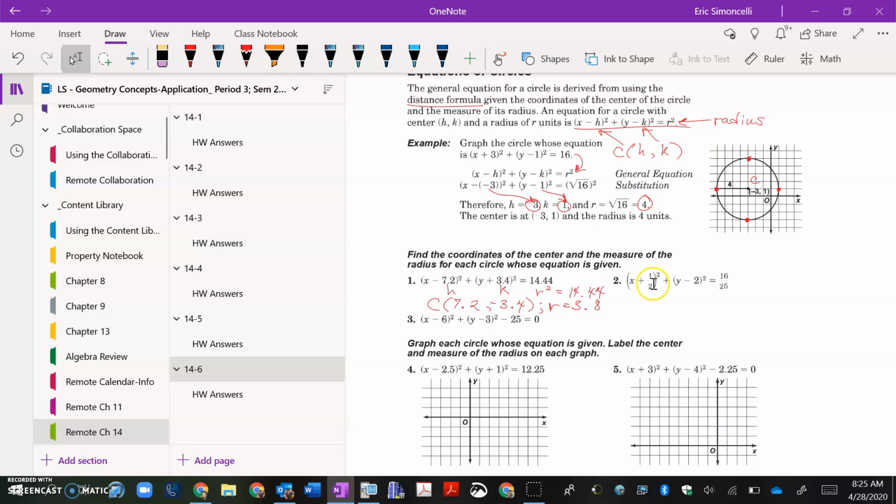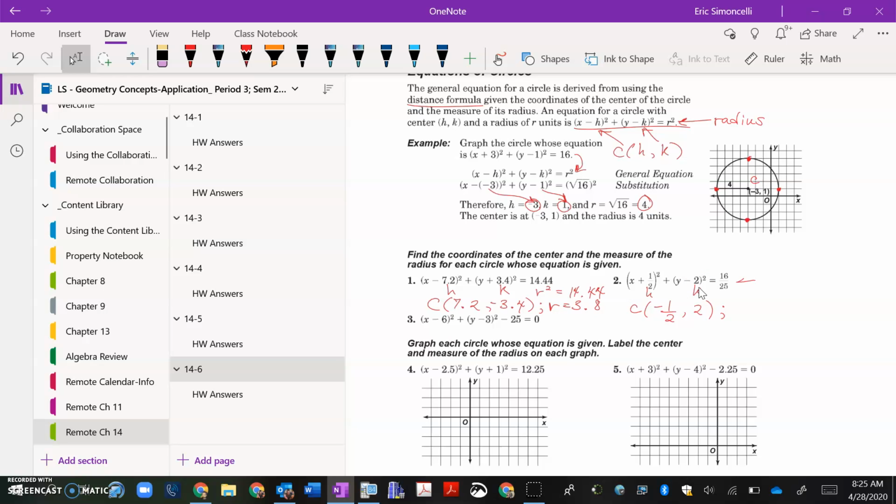Number 2, the center of the circle. Hopefully you would all agree. Here's h, here's k. H in this case, because it's plus a half, we're going to go with minus a negative, so negative a half technically. While the k value is simply just 2.